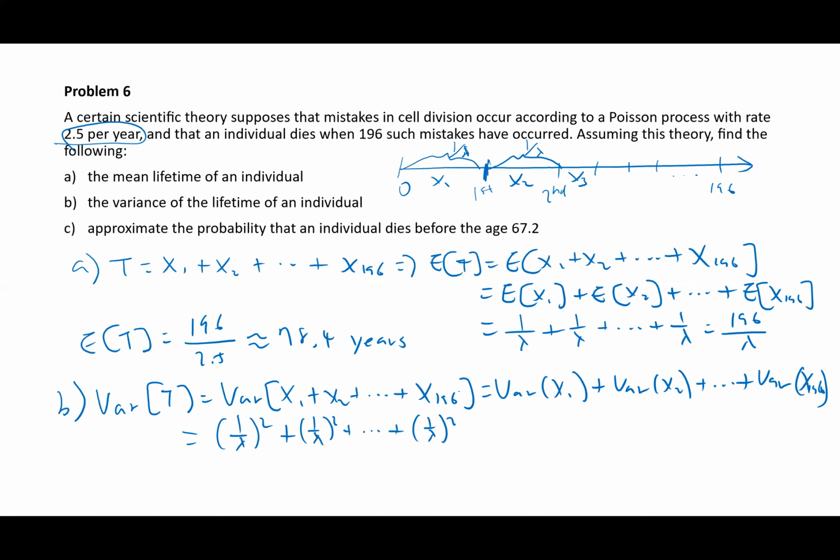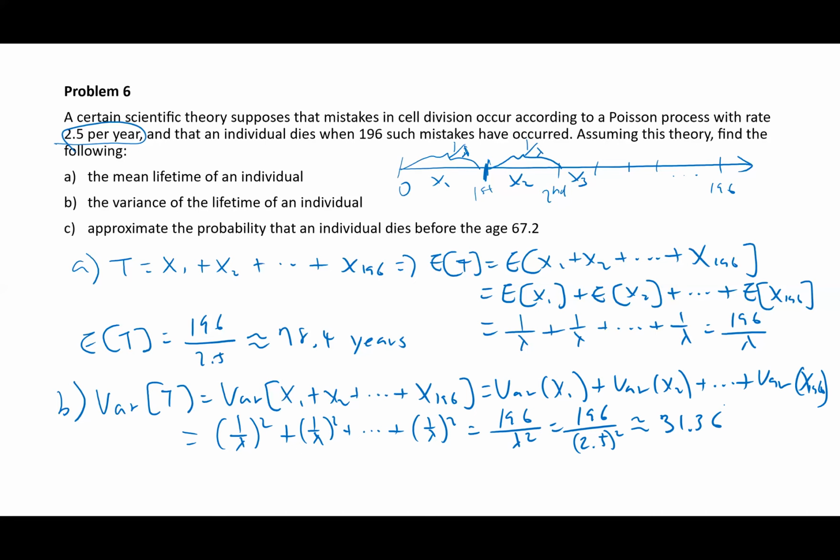Okay, so put all that together. This is going to be 196 divided by lambda squared, or 196 divided by 2.5, the whole quantity squared, and you're going to get roughly 31.36. So that's the variance of the total time it takes for your body to make that 196 mistake.